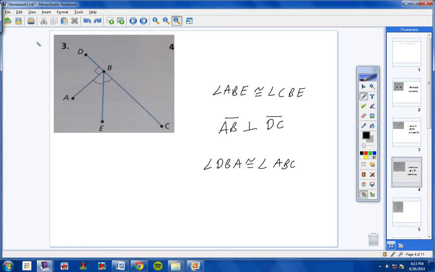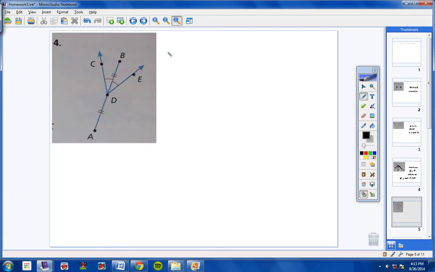Let's see, what else could I state? Segment BE is the angle bisector of ABC. So this segment right here is bisecting this big angle right here. Okay? So I could say segment BE is an angle bisector of angle ABC. Okay, moving on to number 4.